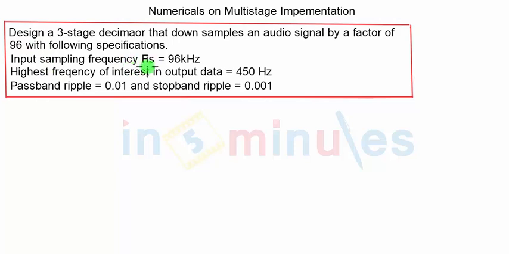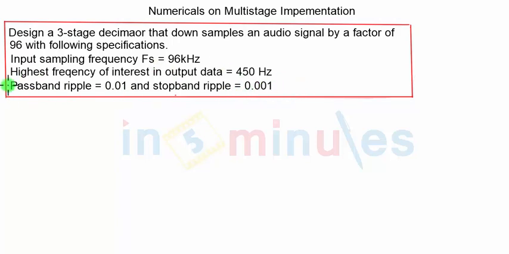The input sampling frequency Fs is 96 kilohertz. This is also the sampling rate of the input signal x of n, which we have been mentioning as Fx. The highest frequency of interest in the output data is 450 hertz. Anything above 450 hertz may not be present in the final output signal. Passband ripple is 0.01 and stopband ripple is 0.001.